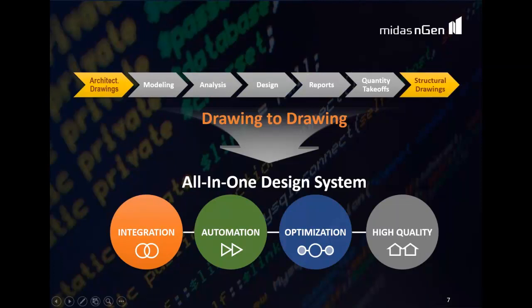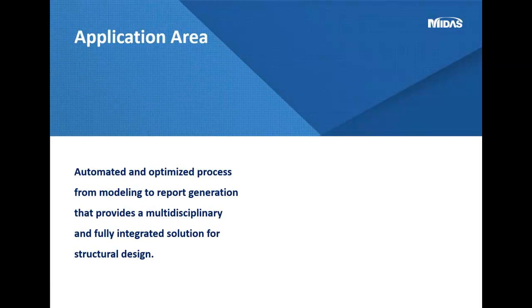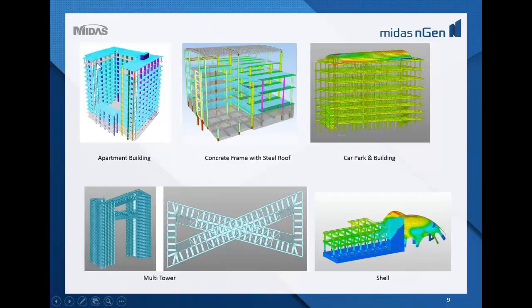Let's look into the application areas of MIDAS nGen. Because of the automation and optimization processes from modeling to report generation, it provides a multidisciplinary and fully integrated solution for a structural designer. So here we have some applications, like apartment buildings, and a concrete frame with a steel roof, so you can have multi-material in one model itself. Car parking buildings, multi-towered structures, towers having two diaphragms. You can have shell type of structure along with a frame structure.